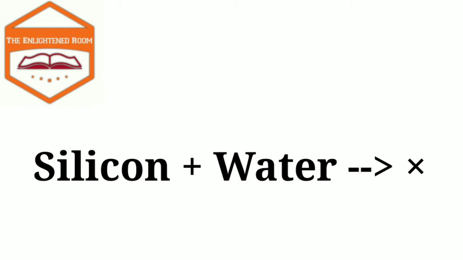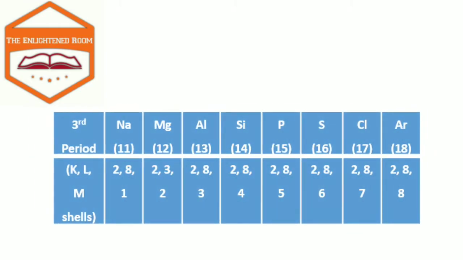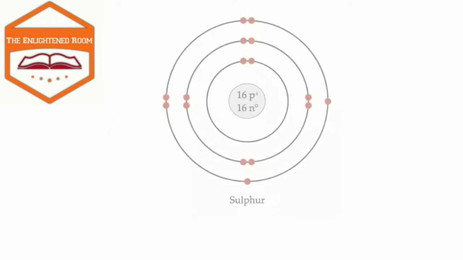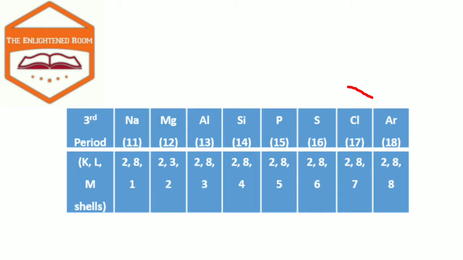So as we move from silicon onwards, the chemical reactivity increases. This can be explained as follows: phosphorus has 5 valence electrons and hence needs 3 more electrons, while sulfur has 6 valence electrons and thus needs 2 more electrons to complete its octet. Since it is more difficult to gain 3 electrons in the case of phosphorus than 2 electrons in the case of sulfur, therefore sulfur is more reactive than phosphorus.